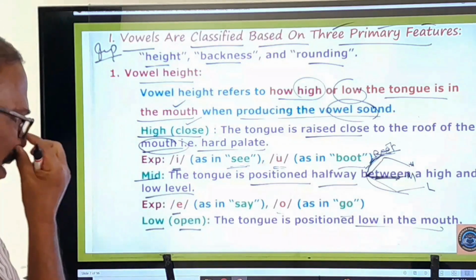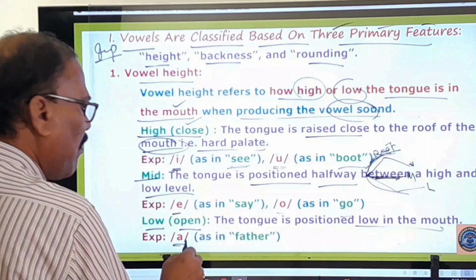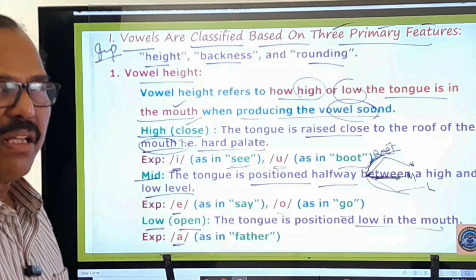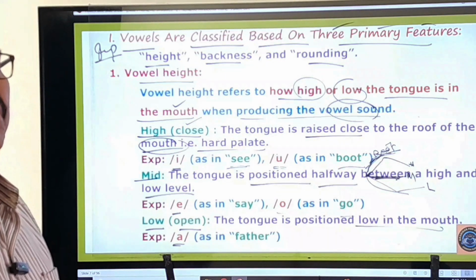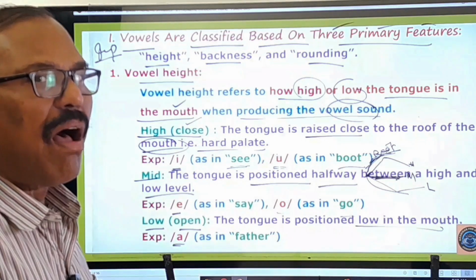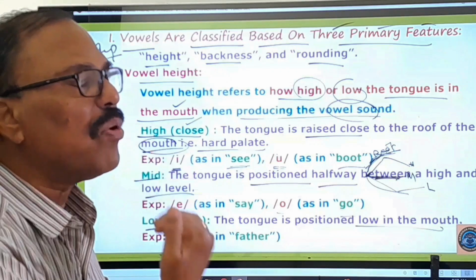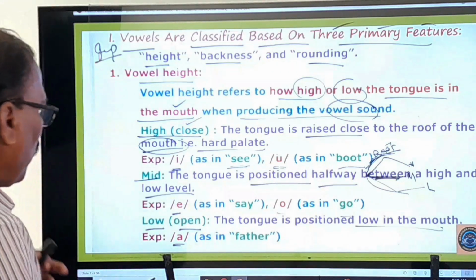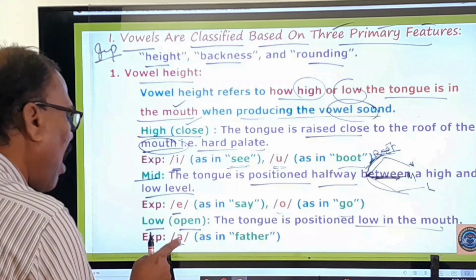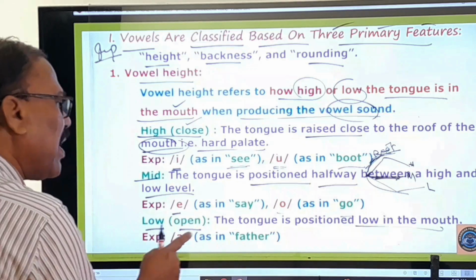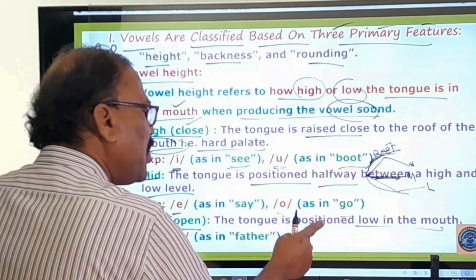Okay, and here you pay attention. So when you say as in father, mother, where is this sound? When you say it, the tongue is going down. Okay, so that's why this vowel is pronounced with the help of the tongue when positioned low in the mouth.